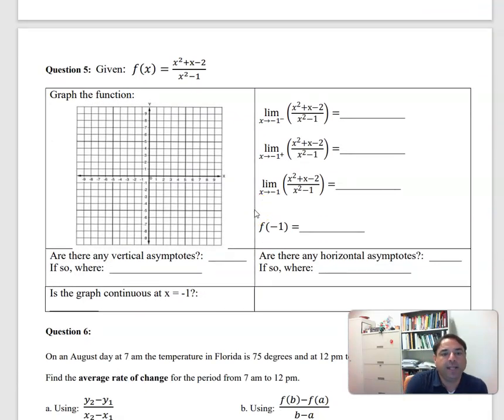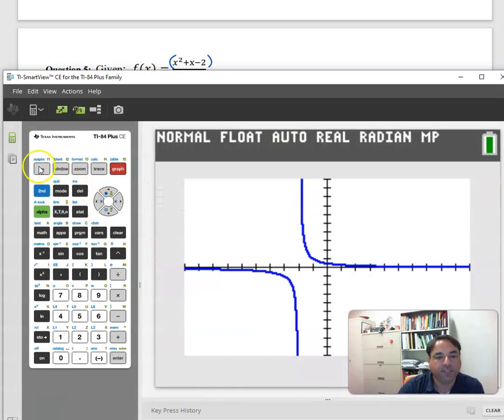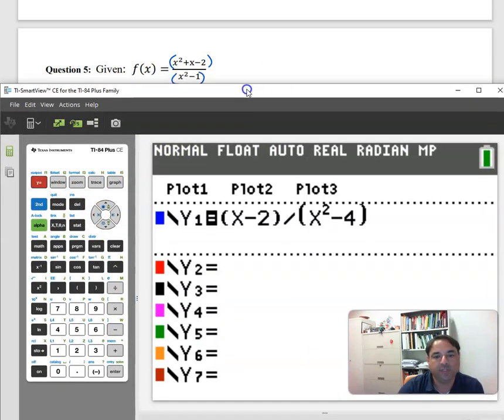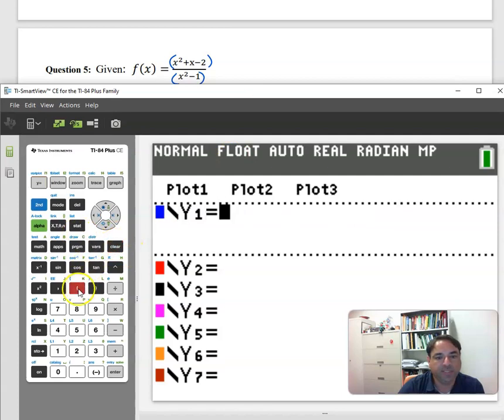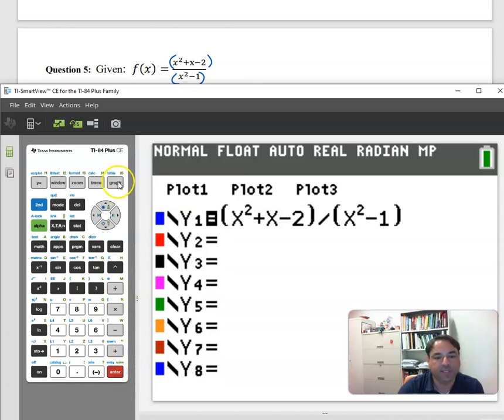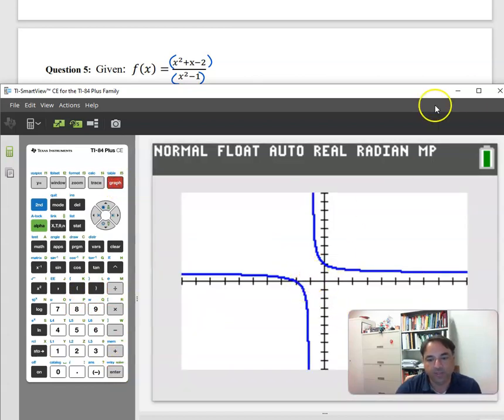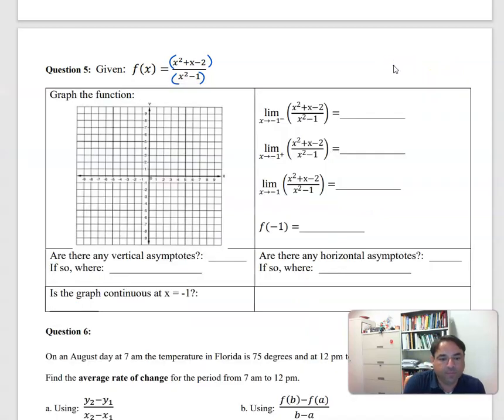Okay, so our next one, we're going to have x squared plus x minus 2 over x squared minus 1. Again, we want to make sure that we put parentheses around that. So if I go to the calculator, go to y equals, clear what's there, in parentheses, x squared plus x minus 2, close parenthesis, divided by parenthesis, x squared minus 1, close parenthesis, enter, and then hit graph. Notice that at negative 1, you can see what's going on there. So it looks something like this.